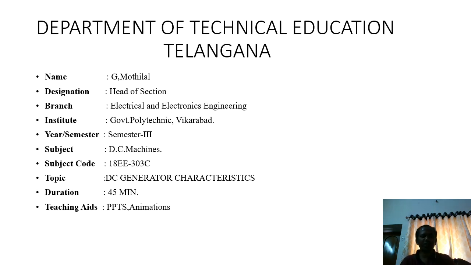Today we are going to discuss DC generator characteristics. In the previous class, we learned about classification of DC generators, armature reaction, commutation, and commutation improvement methods.